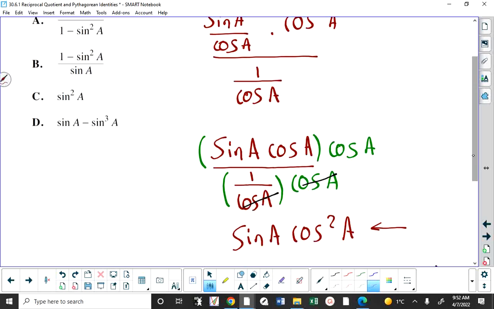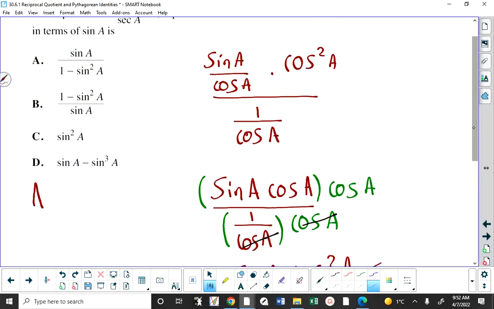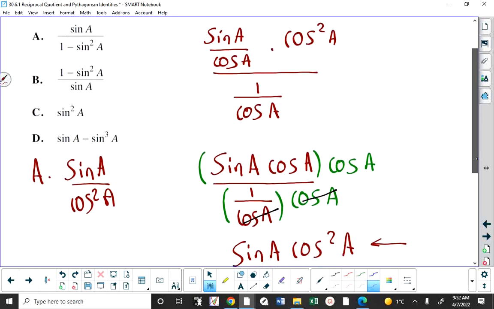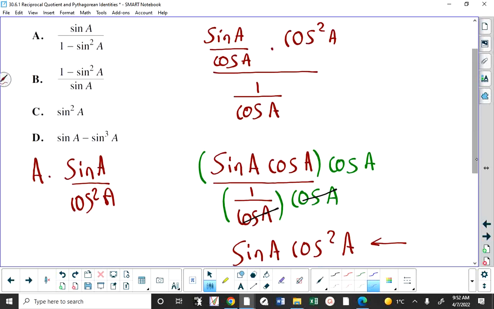I don't know if this logic will make sense to you, but if the question written in terms of sines and cosines is this, then if I write all of the choices in terms of sines and cosines, only one of them will match that. For example, if I write A in terms of sines and cosines, it's sine of A over cosine squared of A, but that's not what we got. And B would be written as cos squared of A over sine of A, but that's not what we got.